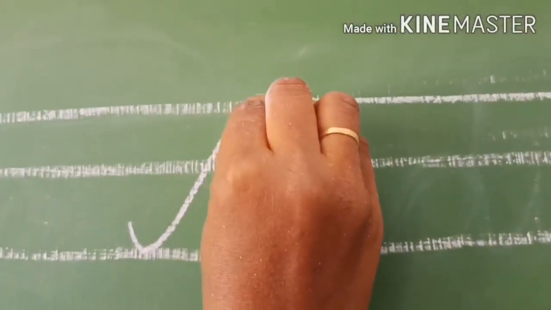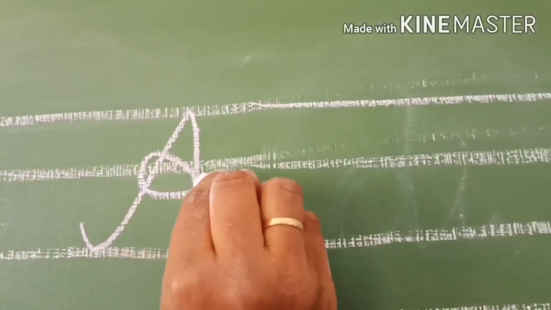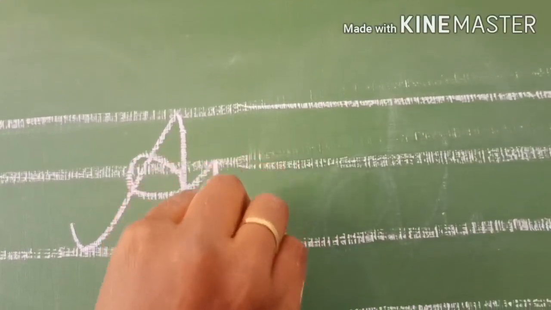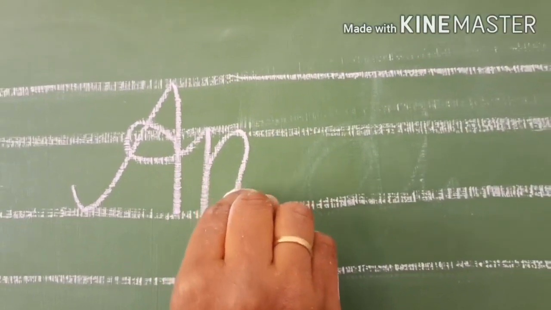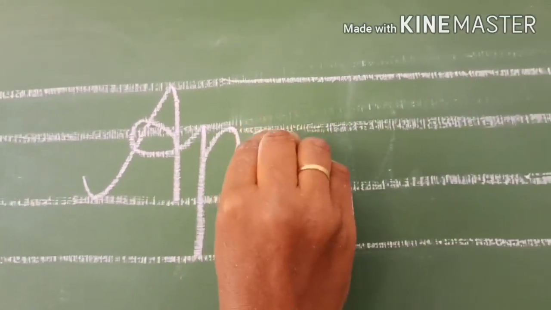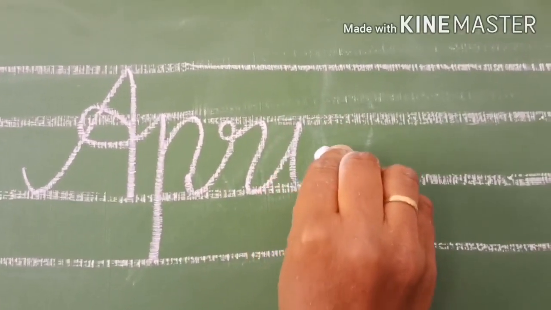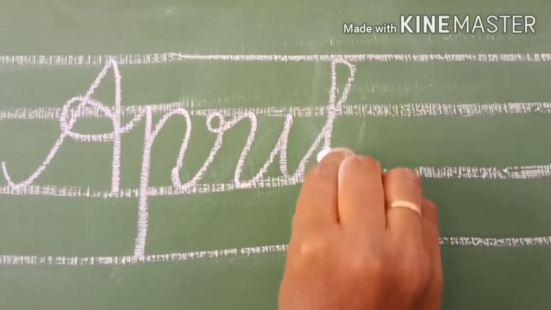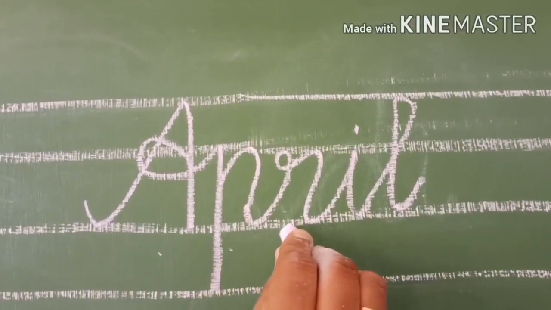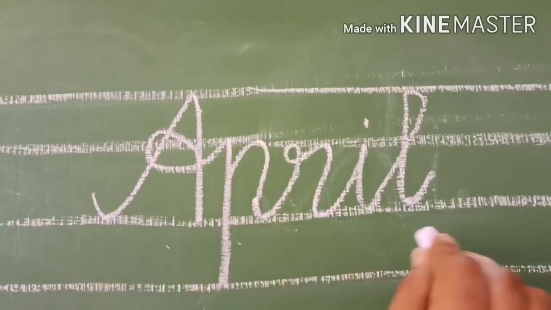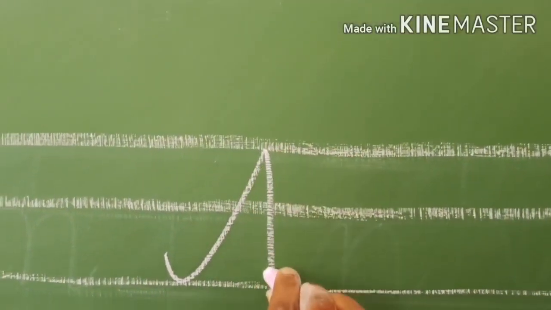April. So capital A, you should touch the top line, middle line and base line. P, you should touch the middle line, base line and bottom line. R, you should touch the middle line and base line. I, you should touch the middle line and base line. L, you should touch the top line, middle line and base line. So April. The fifth month is May.